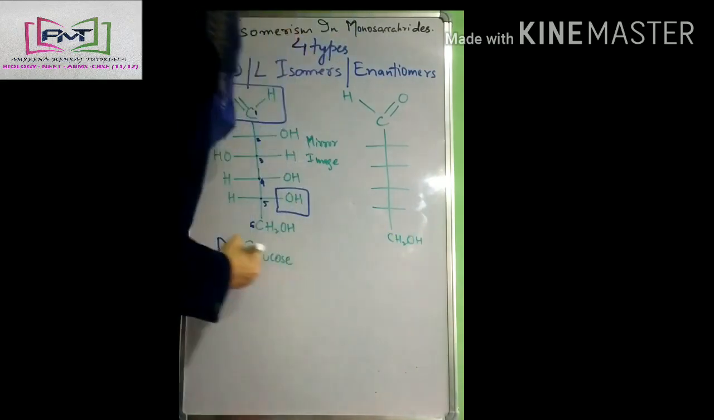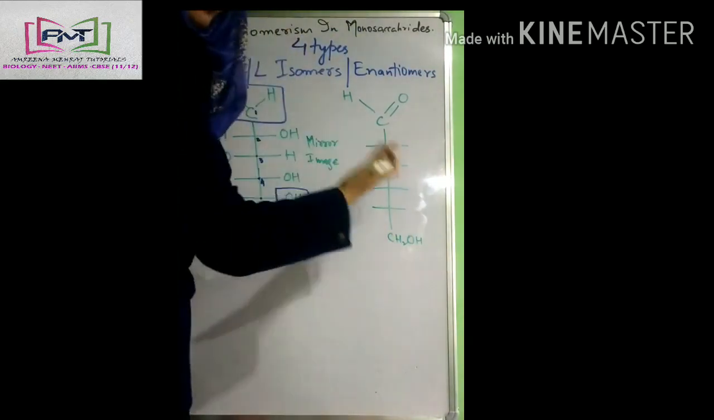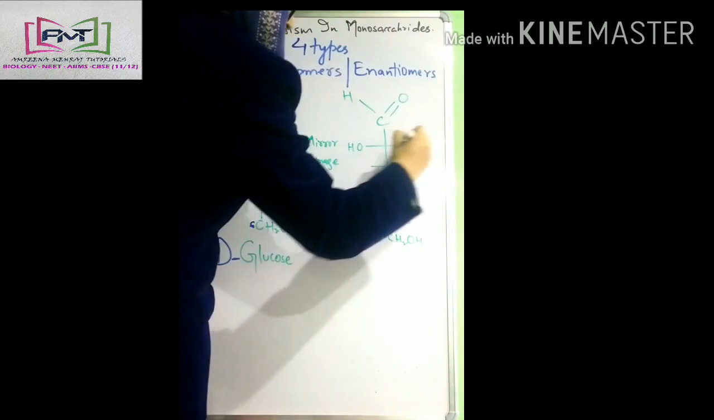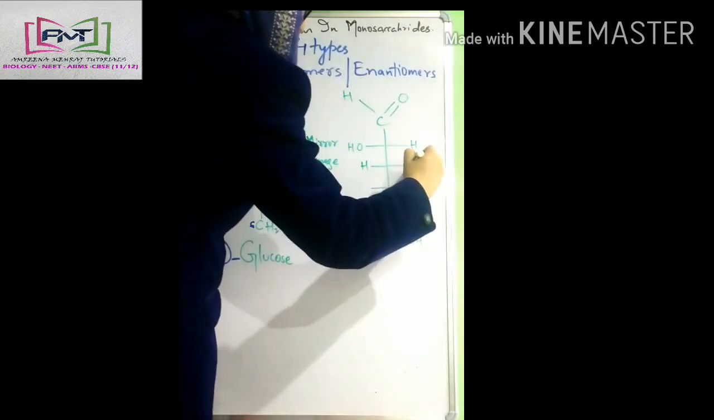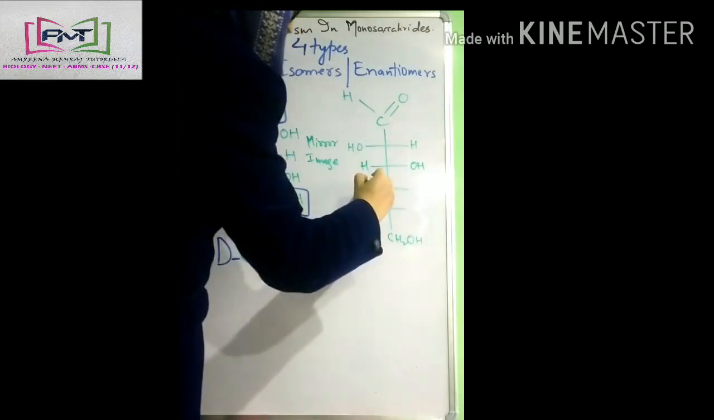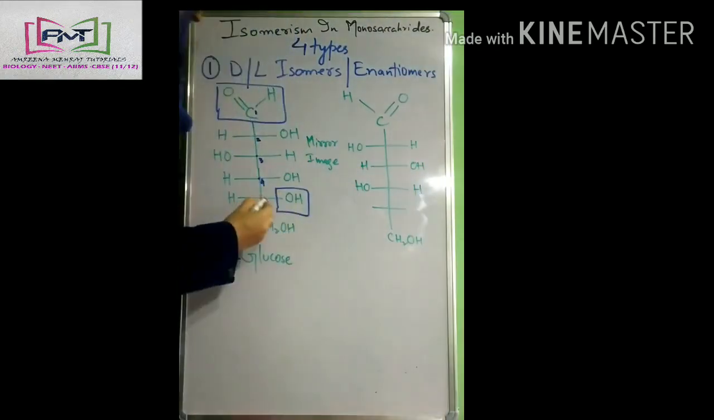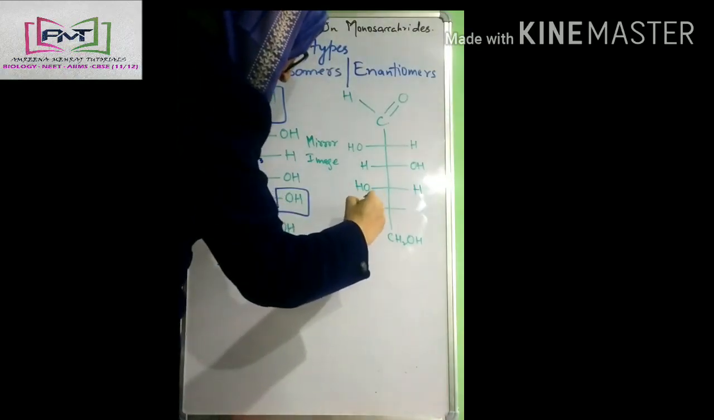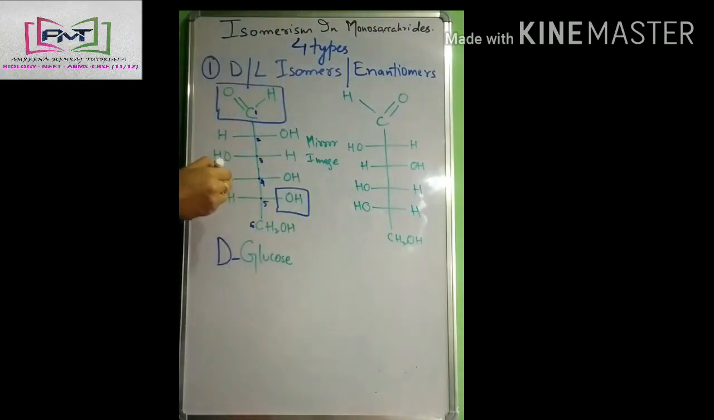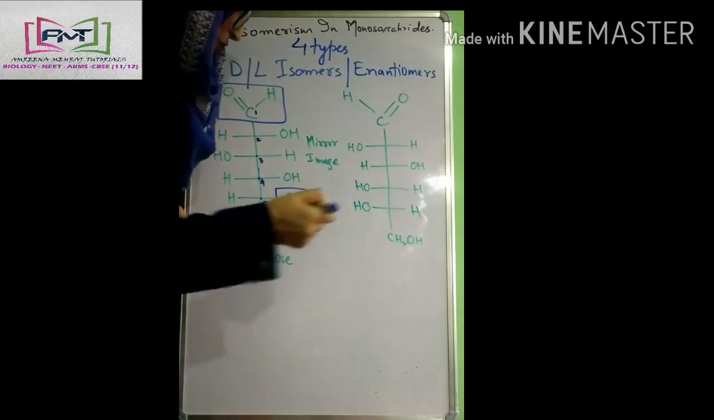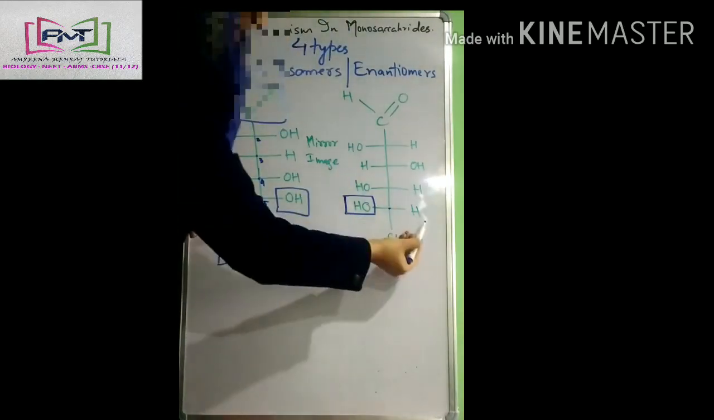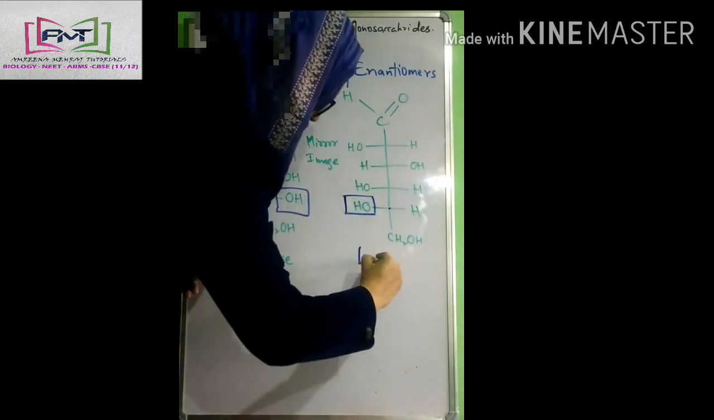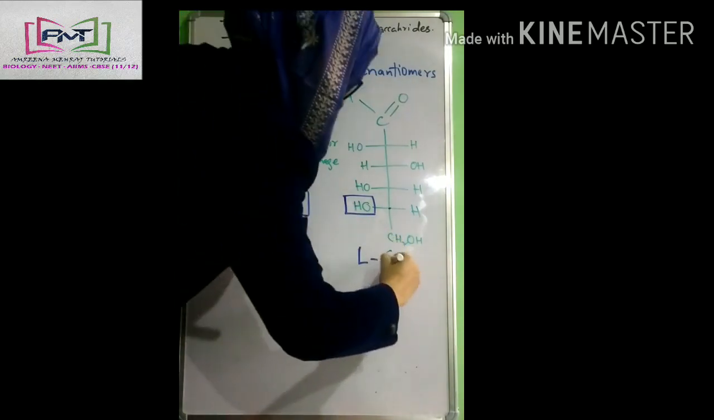CH2OH. Now the HOH will be mirrored. This was OH, now H OH. This was H OH, OH H. This was H OH, OH H. Same thing. Where is now the position of your OH group at carbon number 5? It's towards left. This is going to be the L isomer, or what you call L glucose.